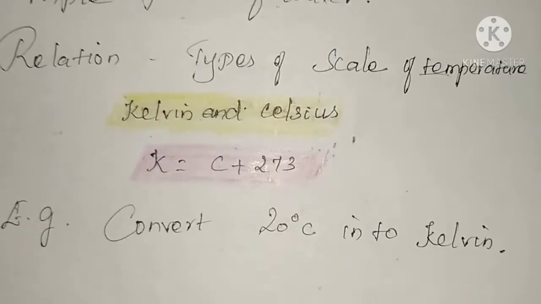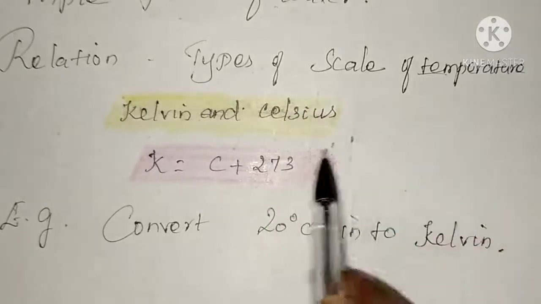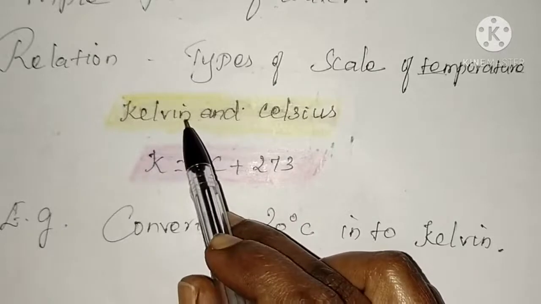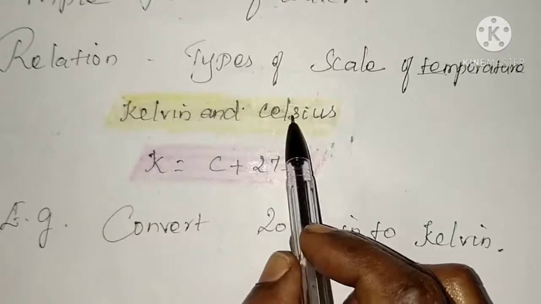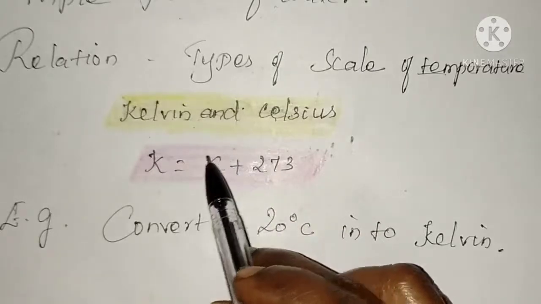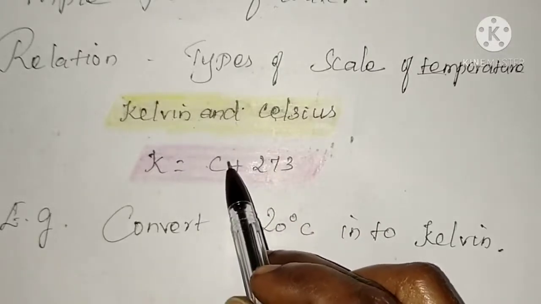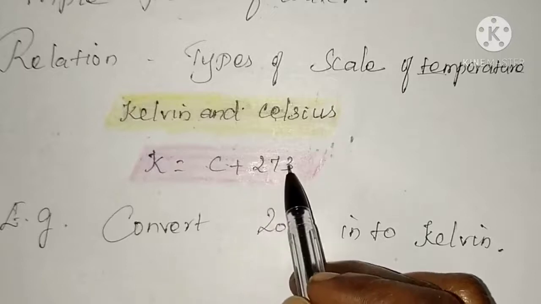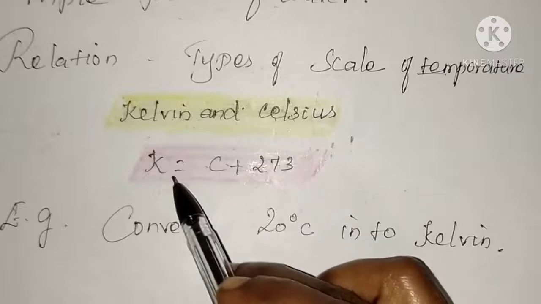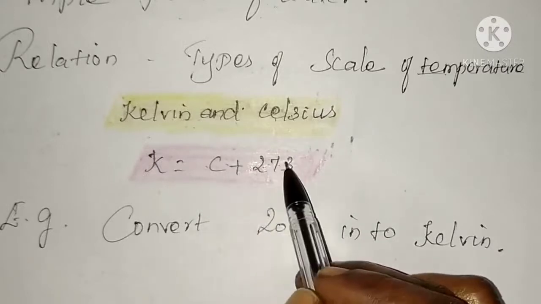Now we can see the relation between the different types of scales of temperature. First one, Kelvin and Celsius scale. What is the related formula? Kelvin, K, is equal to degree Celsius plus 273. This is the relative formula between Kelvin and Celsius scale. Kelvin is equal to C plus 273.